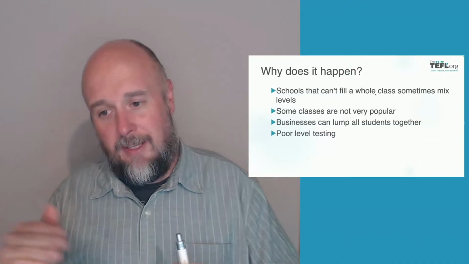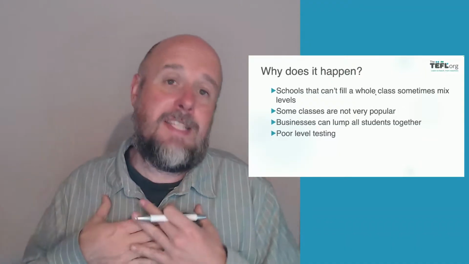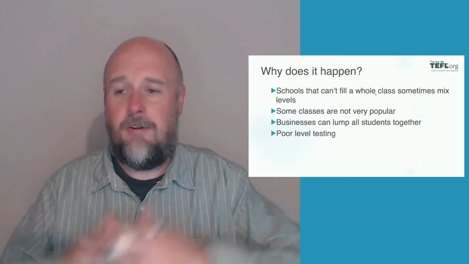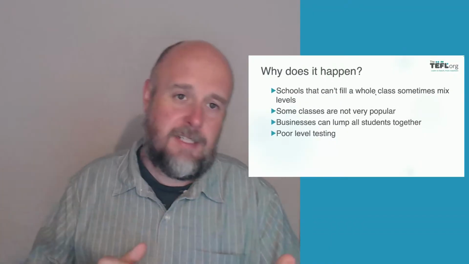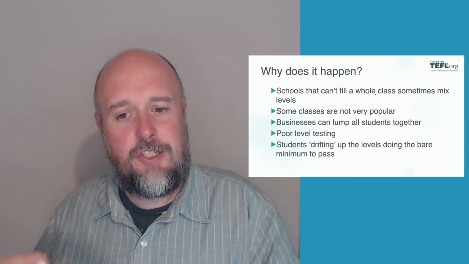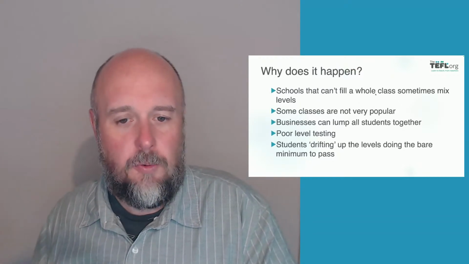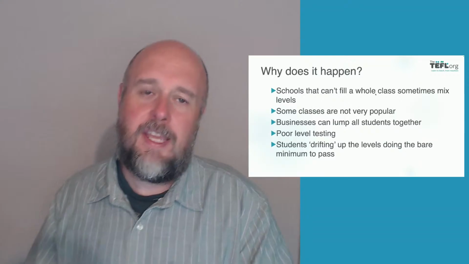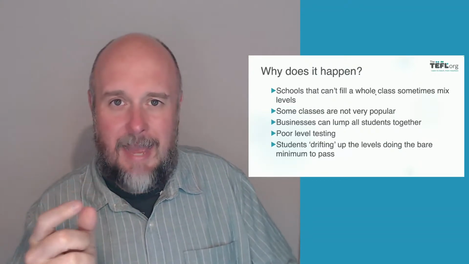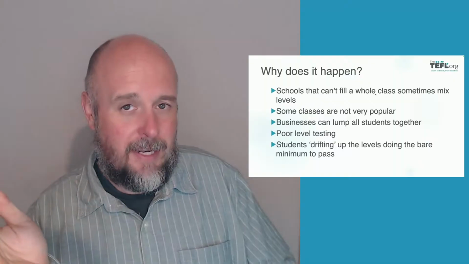And that can mean that if a student comes up and goes, well, I'm intermediate, they get put into the intermediate class. They then get a class with Carl, and all of a sudden Carl's like, well, actually that student's pre-intermediate, or that student's upper intermediate. You can also have students that sort of drift up the levels within a school, doing the bare minimum to pass. So they go in, maybe, let's say elementary level, they just pass the exam at the end of the course to get onto pre-intermediate level.